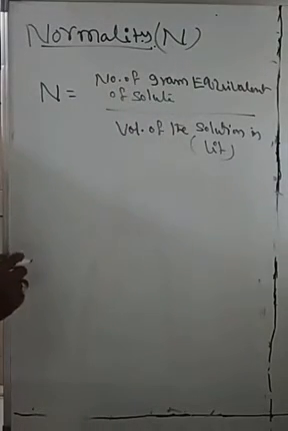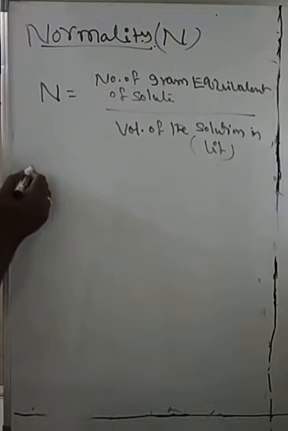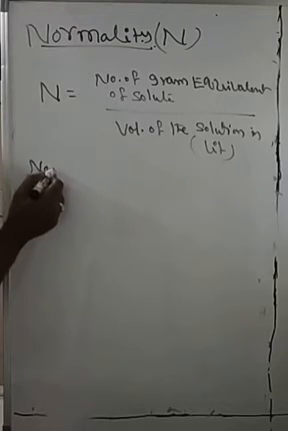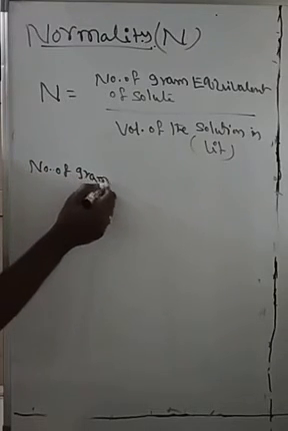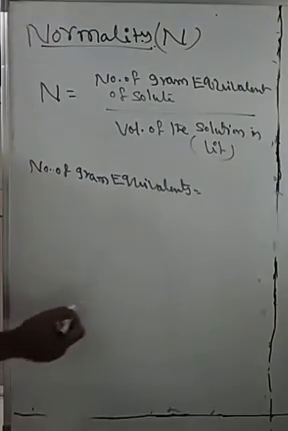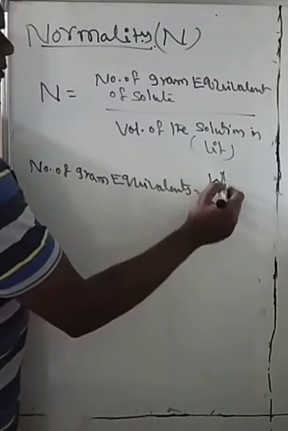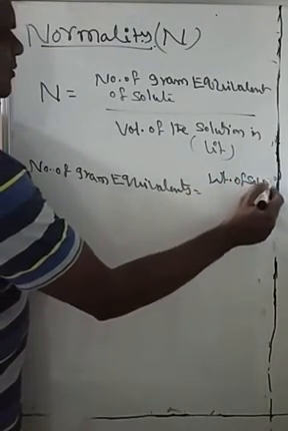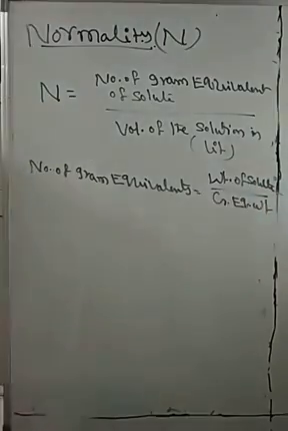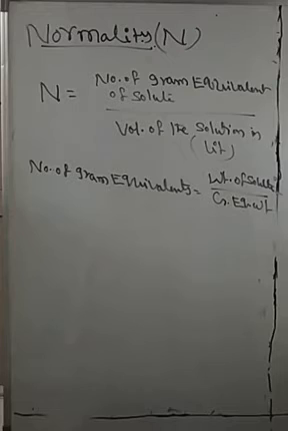How to find out number of gram equivalents of solute? Like number of moles is weight by gram molecular weight, here also number of gram equivalents is equal to weight of solute by gram equivalent weight. Like gram molecular weight, we use gram equivalent weight. The gram molecular weight of a particular substance is constant, but gram equivalent weight may not be constant.